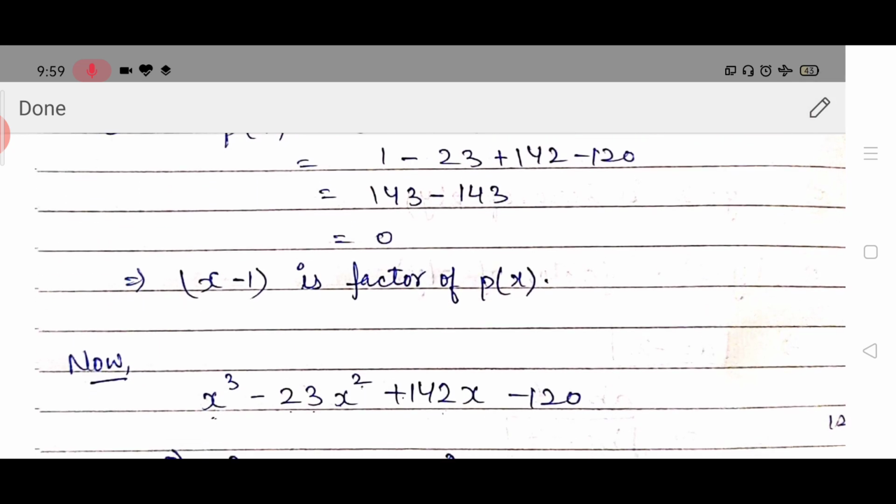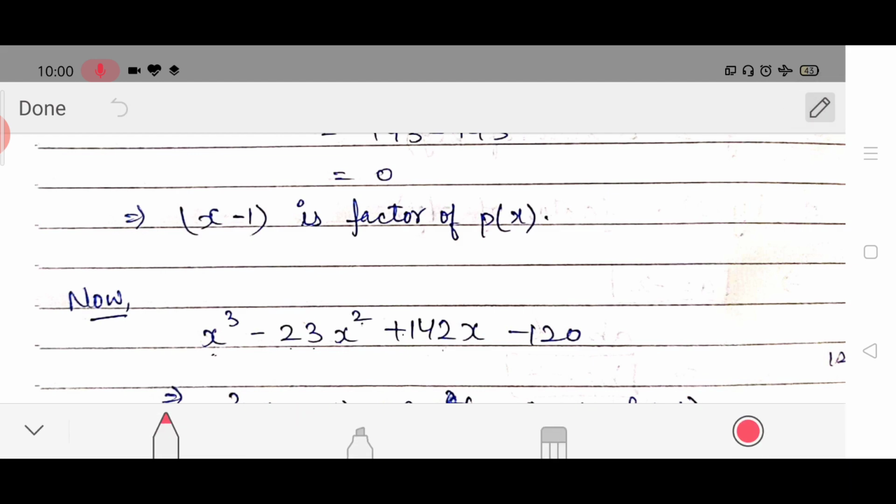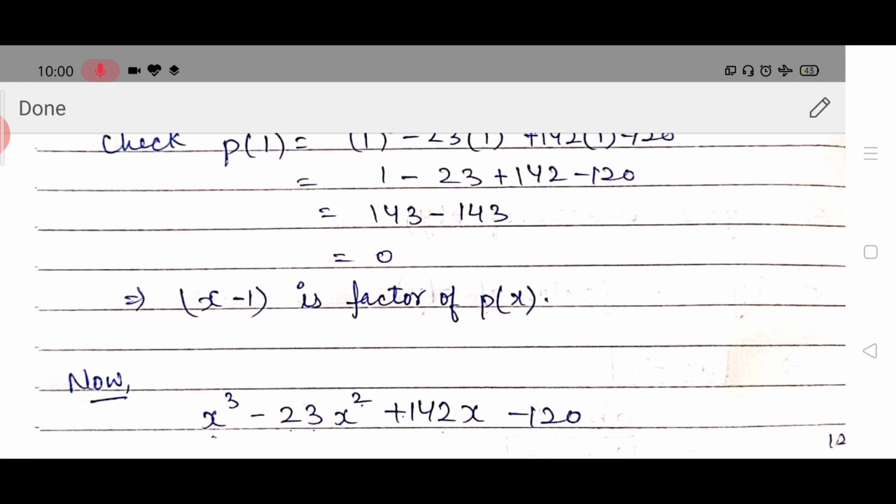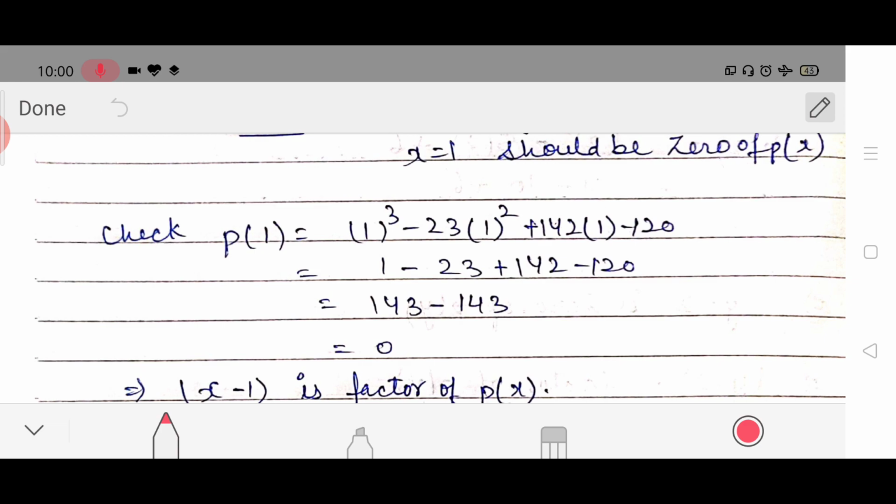Now moving on, we can say that if after putting the value of x as 1 we get the answer 0, that means x -1 is a factor of the polynomial. So from this method of factor theorem we have got only one factor of the cubic polynomial.